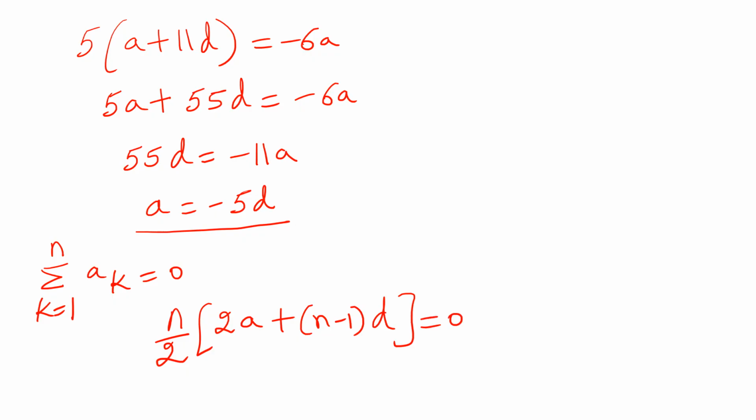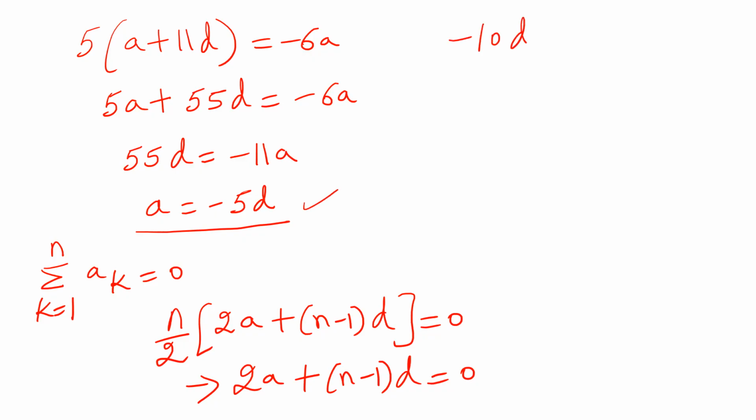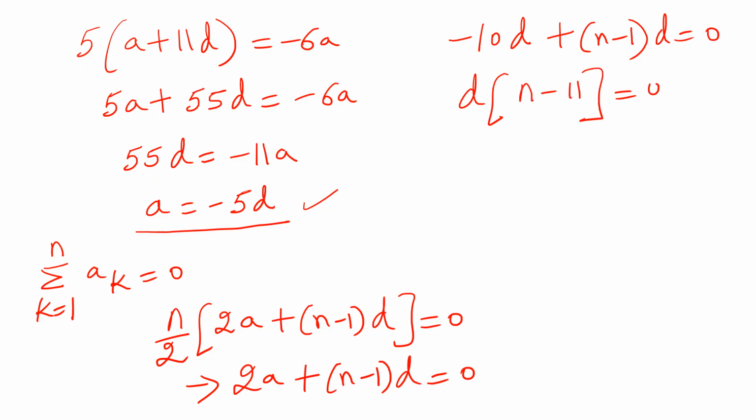Now students, n cannot be equal to 0. So we get 2a plus n minus 1 into d equal to 0. Now in this equation, put a as minus 5d. So we get minus 10d plus n minus 1 into d equal to 0. Now just take out d common. Inside the bracket, we get n minus 11.